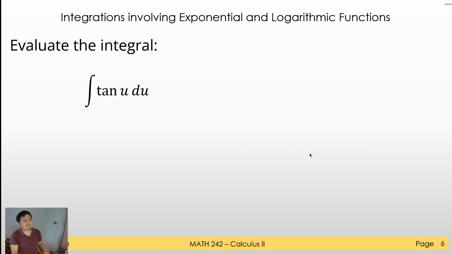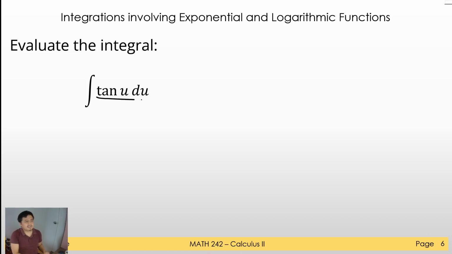Okay, so let's have an example already. Let's say we have to find the integral of tangent u du. How do we evaluate this integral? To evaluate this integral, we do not have a formula directly. Actually, we have a formula for this, but usually it is not directly available, or it is hard to remember. So if you forgot the formula for this, we can derive it.